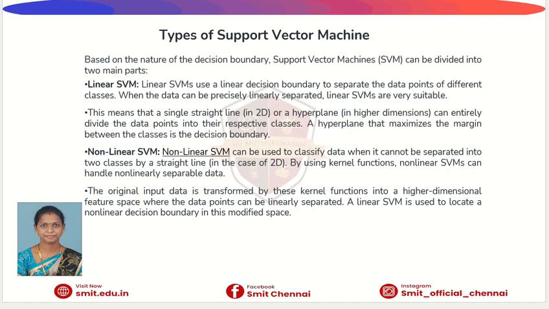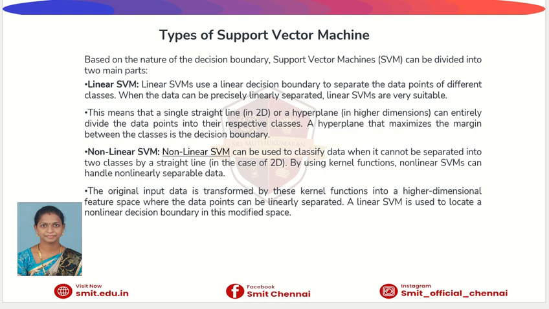Types of support vector machine. There are two main types: one is linear support vector machine and the other is non-linear support vector machine. Linear SVM uses a linear decision boundary to separate the data points of different classes. Non-linear SVM is used to classify data when it cannot be separated into two classes by a straight line. Using kernel functions, non-linear SVM can handle non-linearly separable data.